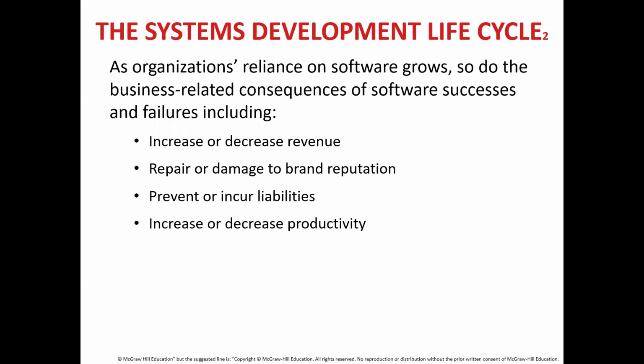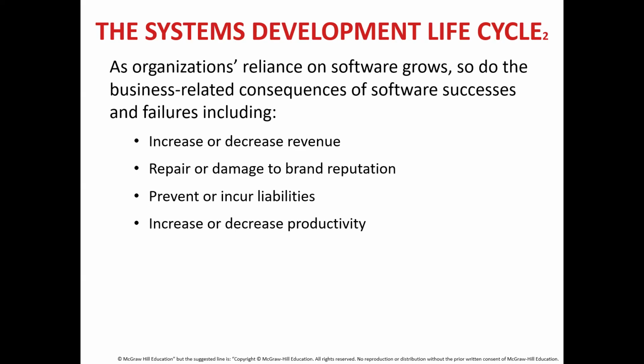The systems development lifecycle. As organizations' reliance on software grows, so do the business-related consequences of software successes and failures, including increase or decrease in revenue. For example, Nike's poorly designed supply chain management software delayed orders, increased excess inventories, and caused third quarter earnings to fall 24% below expectations. Repair or damage to brand reputation.